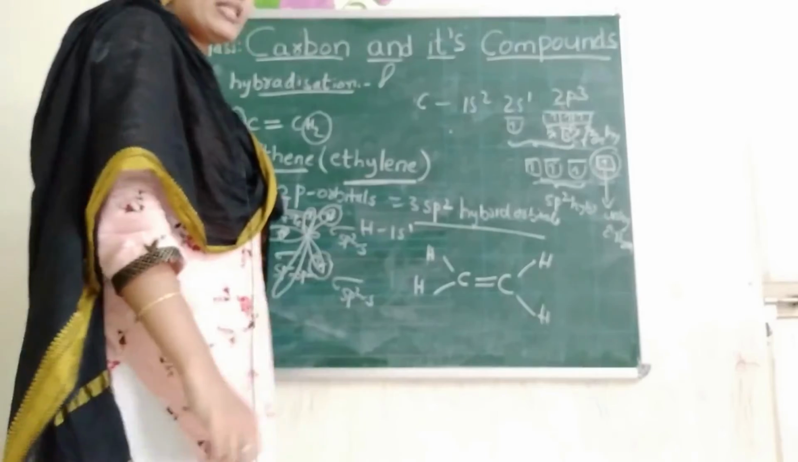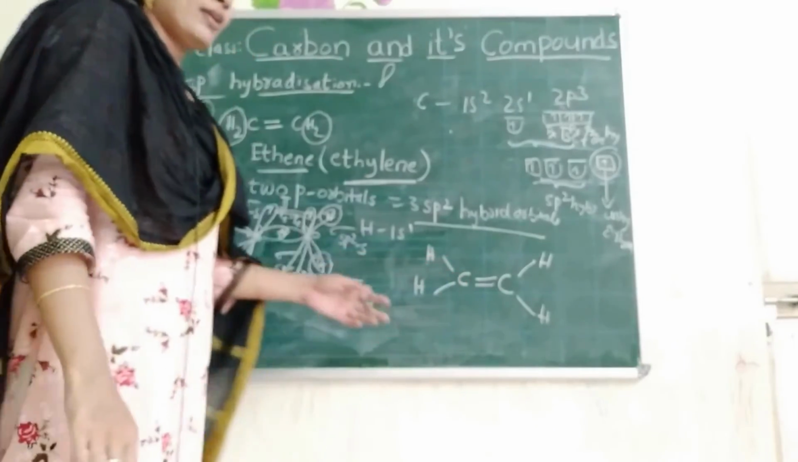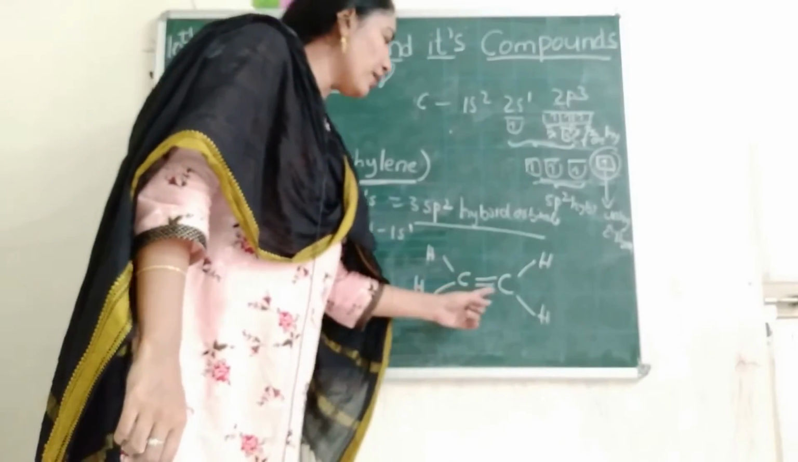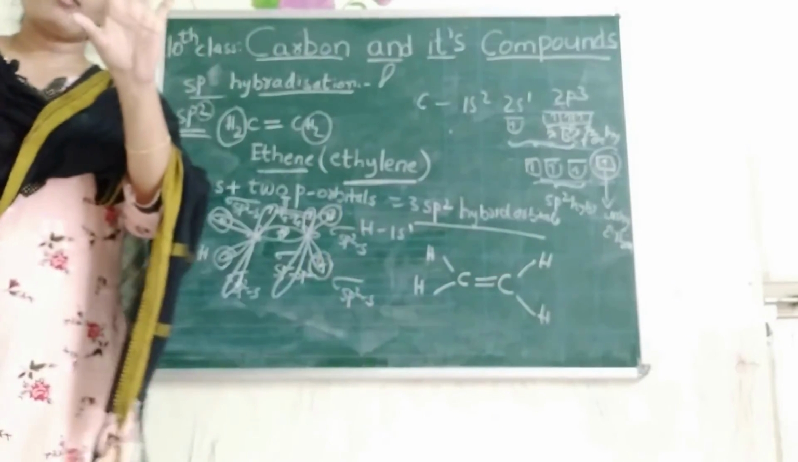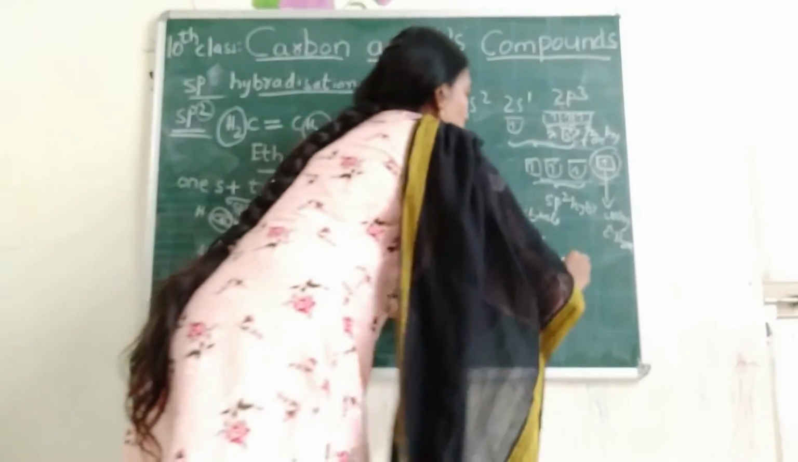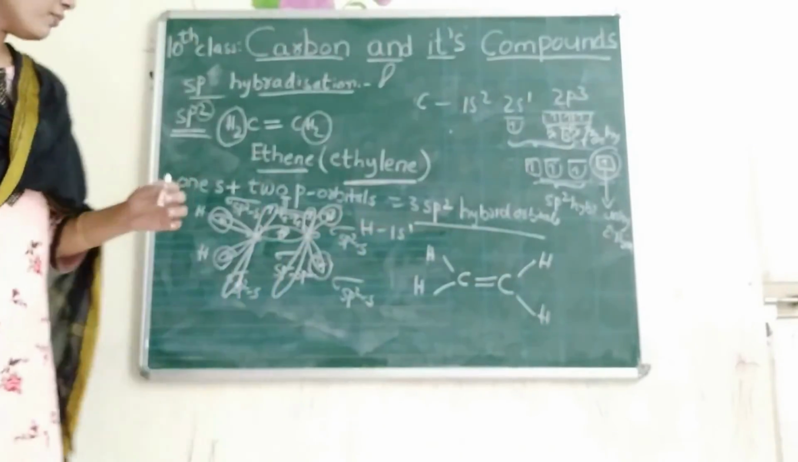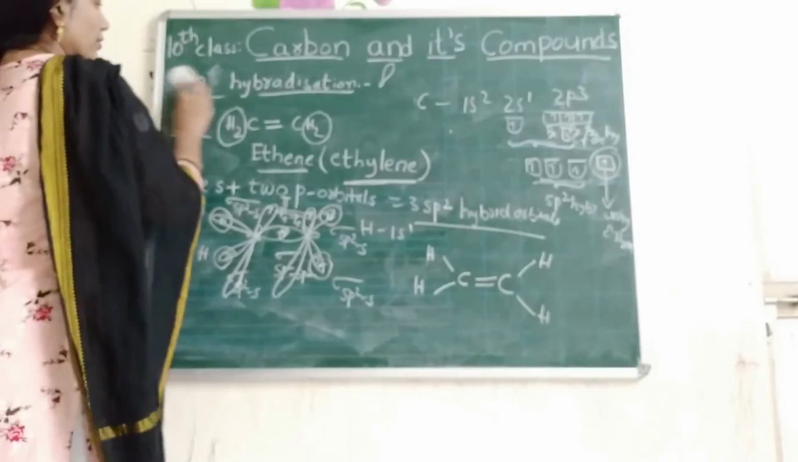So in total, how many sigma bonds are there in ethene? 1, 2, 3, 4, 5. 5 sigma bonds are there in ethene.